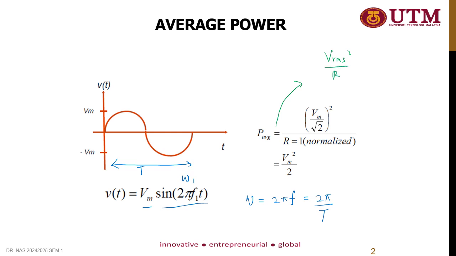So what is V RMS? V RMS is equal to V maximum divided by square root of 2. V maximum is equivalent to V peak. So this is V max or V peak divided by square root of 2, squared, divided by R. If R is not given, we can assume R equal to 1, normalized resistance. So P average is equal to Vm squared divided by 2, in which Vm is equal to V peak, squared divided by 2.